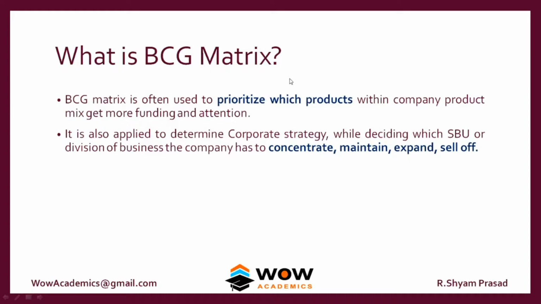The BCG matrix can be applied to a company, to subsidiaries, and to products. Here we will look at an example of how BCG can be applied mostly to products. The BCG matrix is often used to prioritize which products within a company's product mix get more funding and attention. It is also applied to determine corporate strategy while deciding which SBU or division of a company has to concentrate, maintain, expand or sell off. So BCG has 2 applications, one in product terms and another in subsidiary terms. In this example we look at the product terms alone.